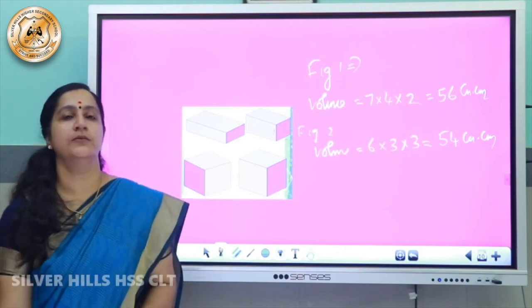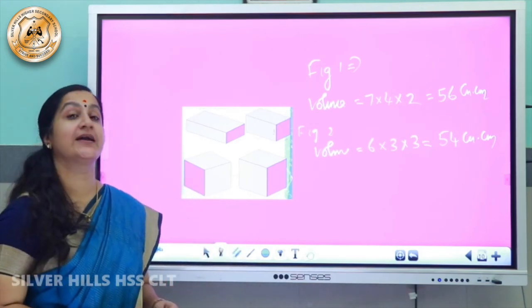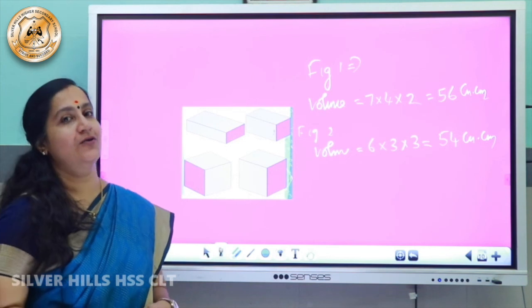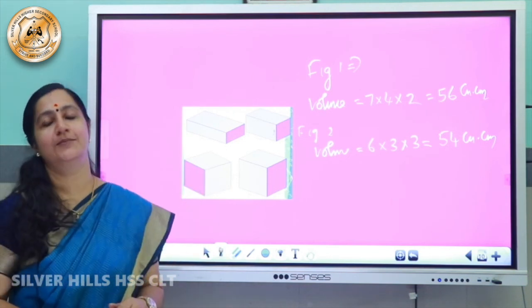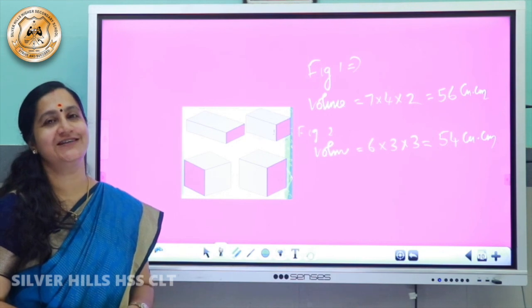Now, hope this class is very clear to my children, how to calculate the volume of a rectangular block. With this, we can wind up today's session.